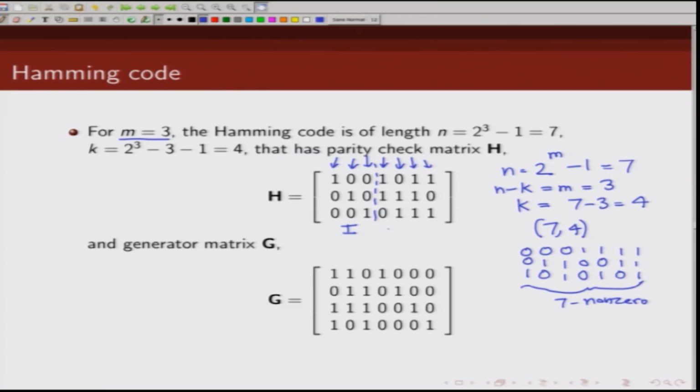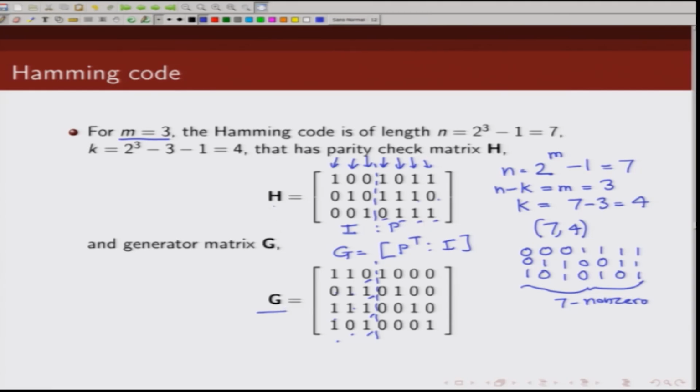Now, since this matrix is of the form I and P, I can write the generator matrix. This will be P transpose I. So, we can write this. So, P transpose. So, 1011 will come here as 1011, 1110 will come as 1110, and 0111 will come as 0111. And then this is the identity matrix. So, this is our generator matrix for this 7-4 Hamming code.